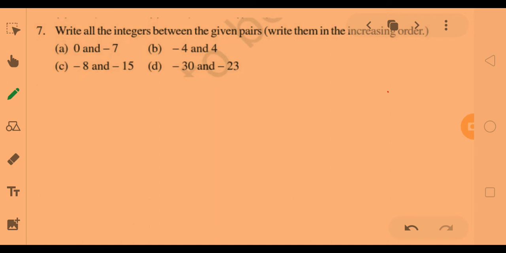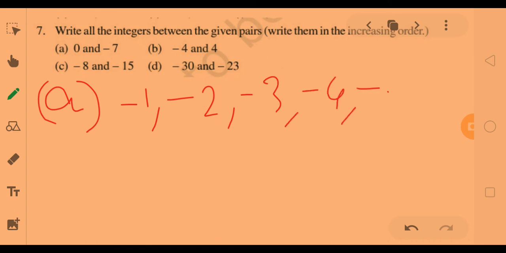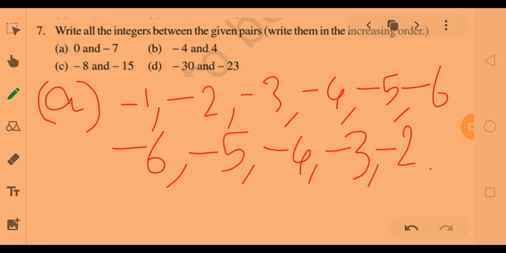Write all integers between the given pairs and write them in increasing order. So the first pair is 0 and -7. What are the integers between them? -1, -2, -3, -4, -5, -6. So these are the integers. We have to write them in increasing order. Increasing order means the smaller integer we have to write first. Which is the smallest integer here? Minus 6 is the smallest integer. Then minus 5, minus 4, minus 3, minus 2, minus 1. Now this has become increasing order.